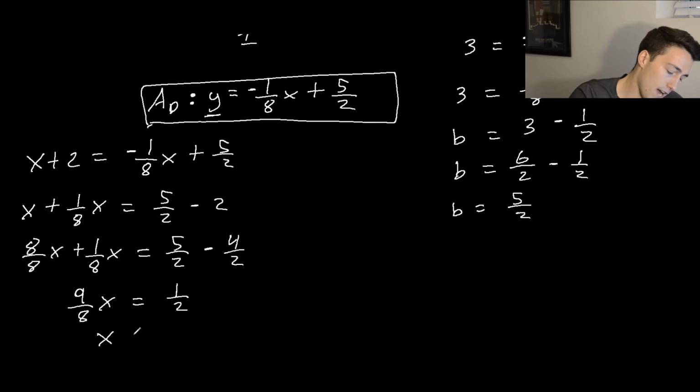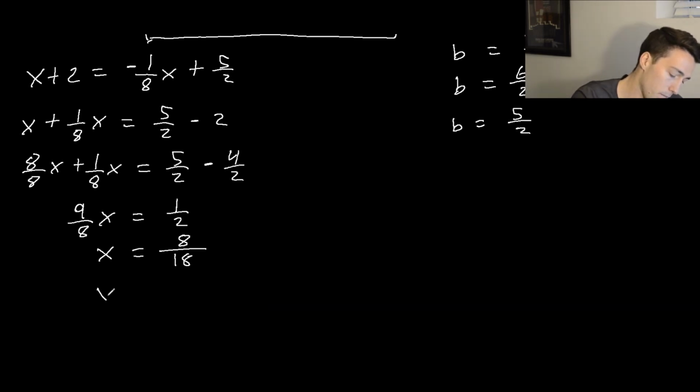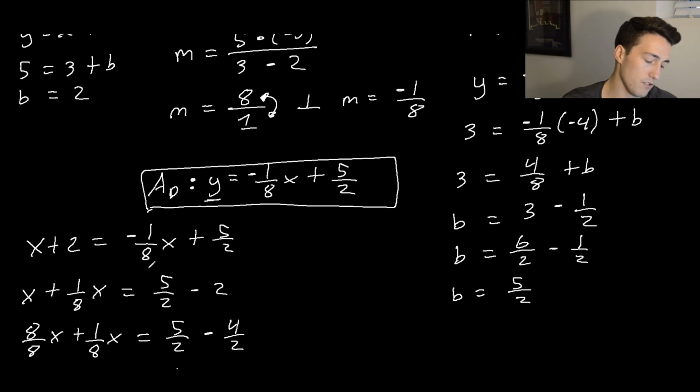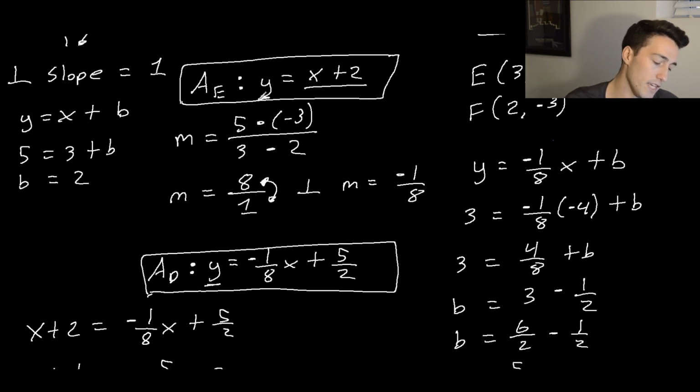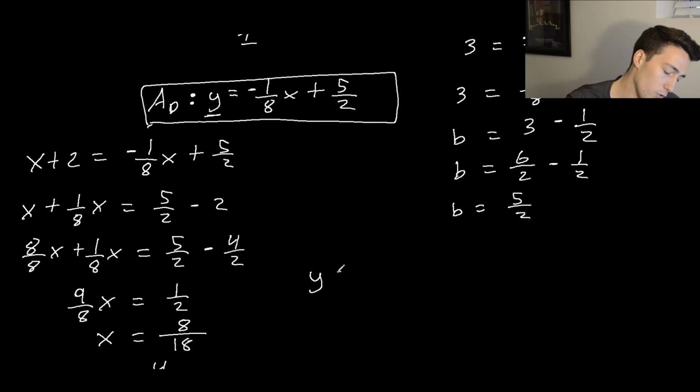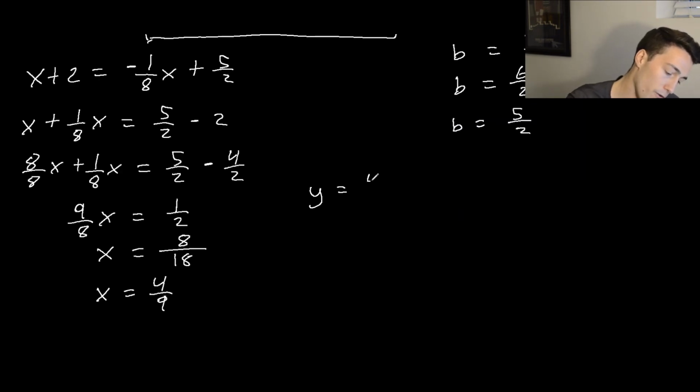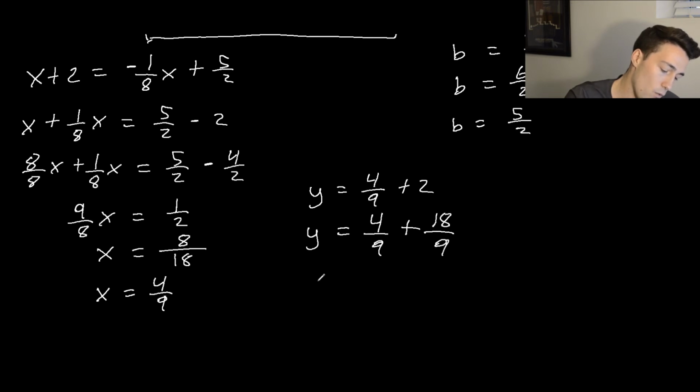Now if I solve for x, I get 8/18, which is really just 4/9. And that is the x-coordinate of our orthocenter. To get our y-coordinate, we plug it into this equation. I'm going to use the altitude of E, and say y is equal to our x value, which is 4/9 plus 2. So y is equal to 4/9 plus 18/9. y is equal to 22/9.